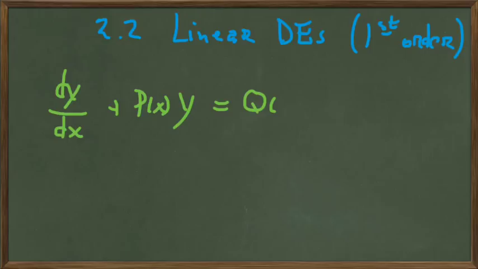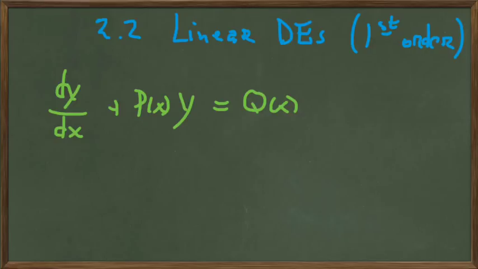Remember, the requirement for linearity was that neither the derivatives nor the variable of the differential equation were raised to a power. The other components of it, the p(x) and the q(x), can be functions that are raised to powers. So how do we solve a differential equation of this type? Well, it turns out that we can actually develop a formula. So let's see how to develop that formula.